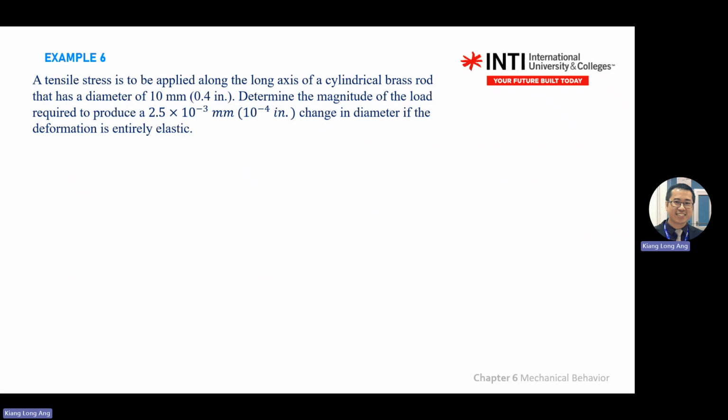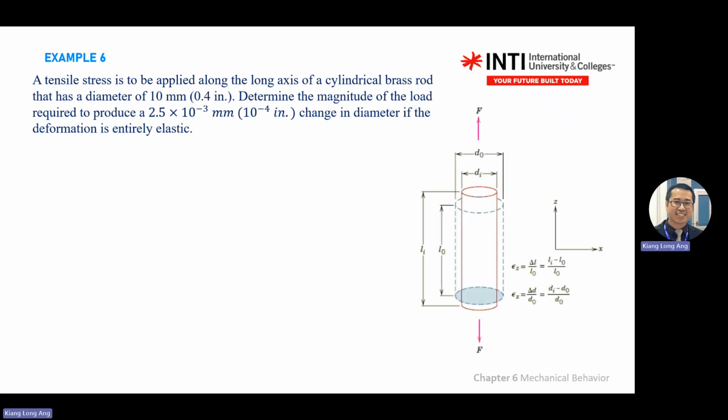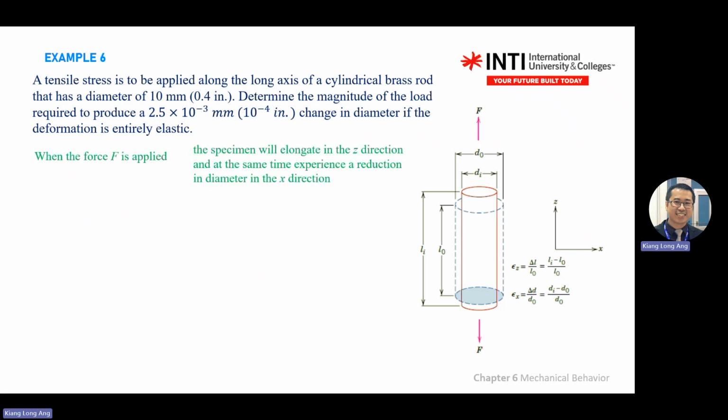Then recall the definition of stress and strain. Stress is force divided by area, and strain is delta L divided by L. So you draw the behavior of the rod, and it tells you to find the magnitude of the load. It will behave like that when you pull brass. The length will elongate, but there will also be a change of diameter, which is the strain changing. The rest you read.